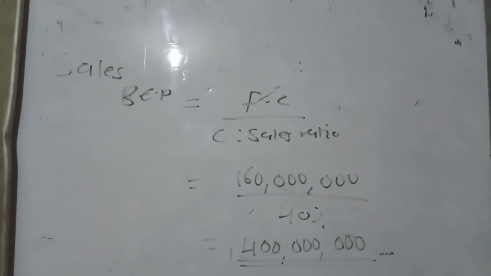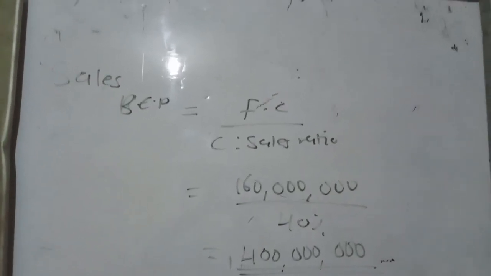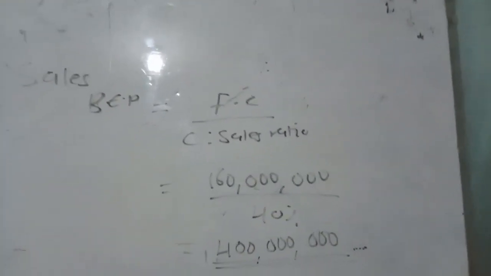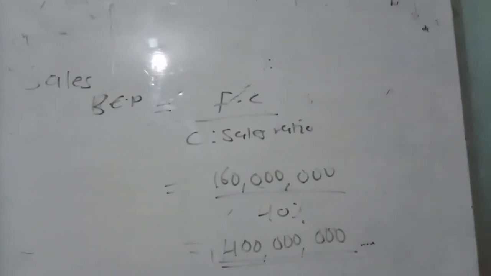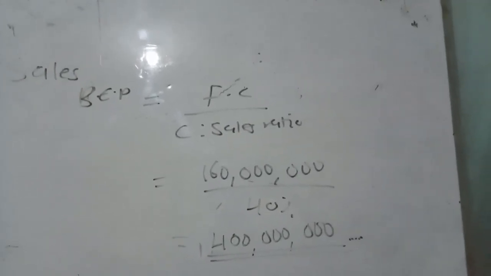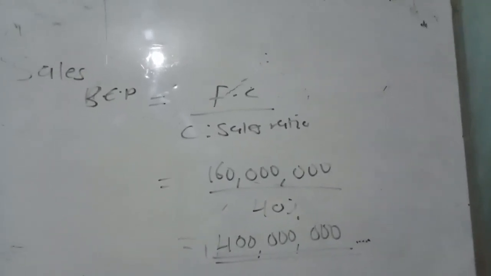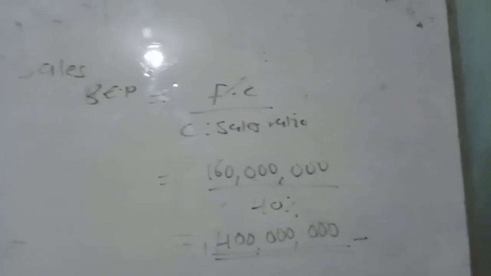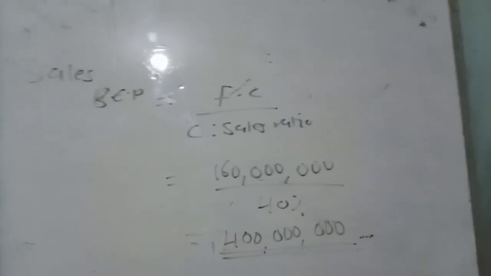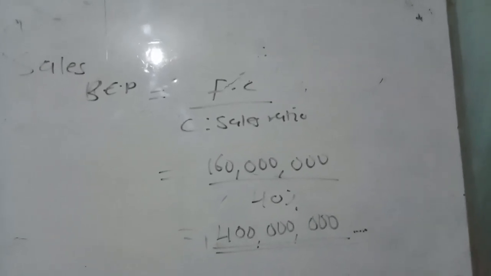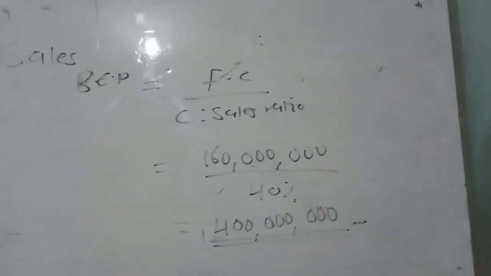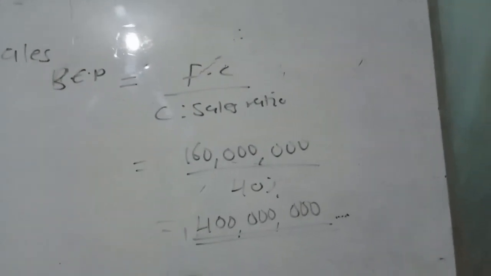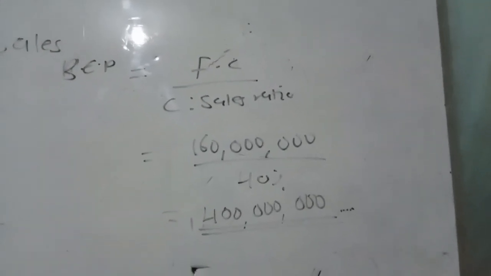And the last part was requesting us to look at the sales at break-even point. I know from the formulas that we looked at in the beginning that sales at break-even point equals fixed costs divided by the contribution to sales ratio. Everything I have already. I just substitute in. The fixed cost, which is 160 million, divided by the contribution to sales ratio, which I've just computed, which is 40%. When you divide 160 million by 40%, it gives you approximately 400,000 shillings.